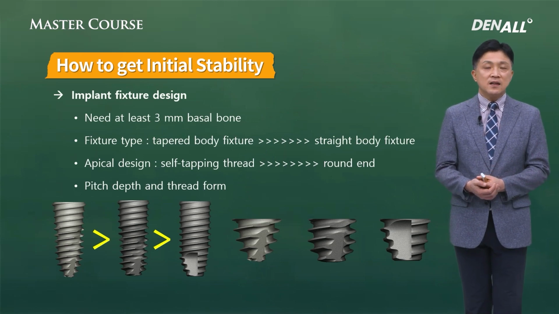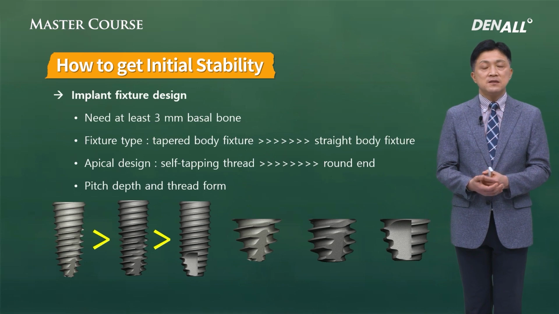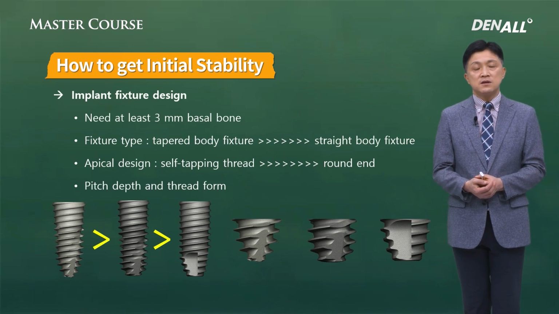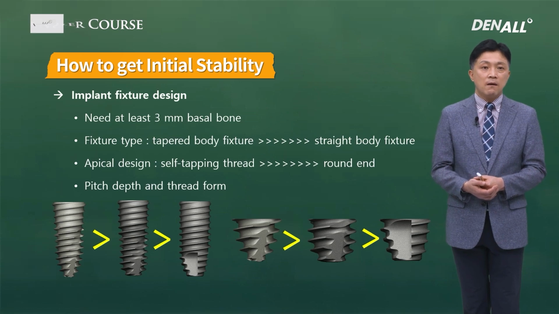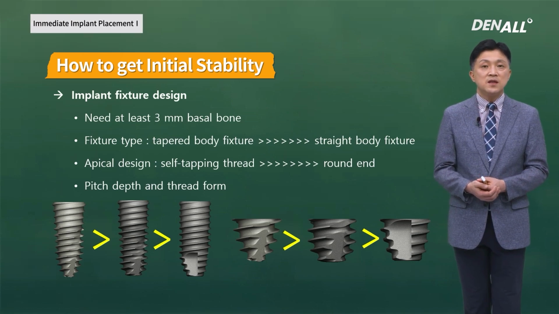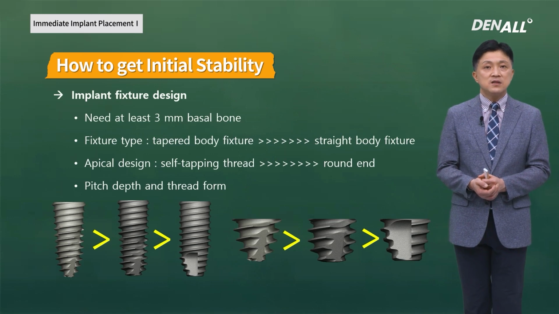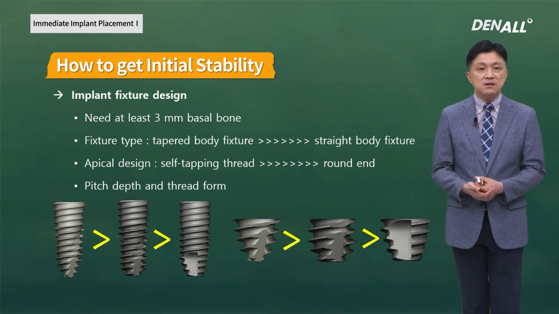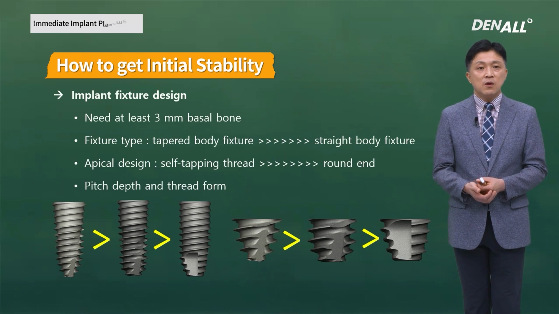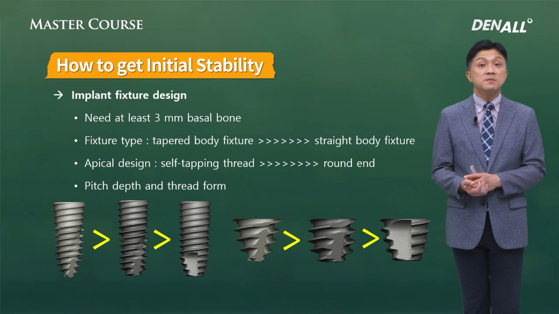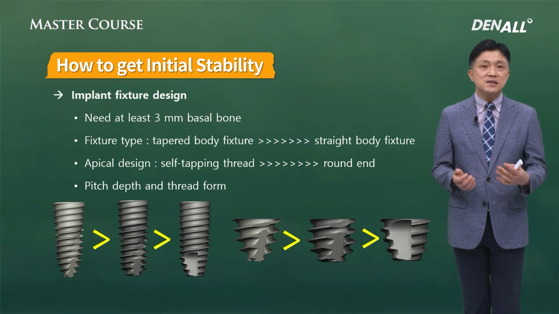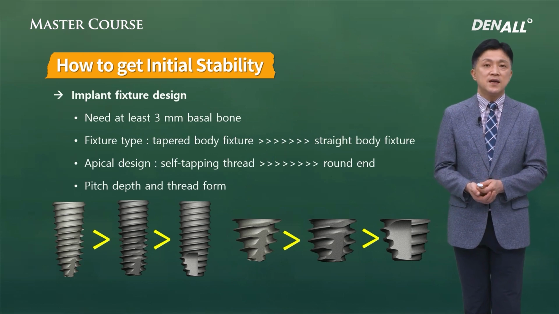In the case of apex design, rather than choosing an implant without a round head or self-tapping thread, you need to choose an implant with a self-tapping thread design. That is much better in getting primary stability. The pitch, depth, and thread form of the implant can also affect the implant placement, but if it has too big a thread or pitch, it can be unfavorable. You need to take note of that.